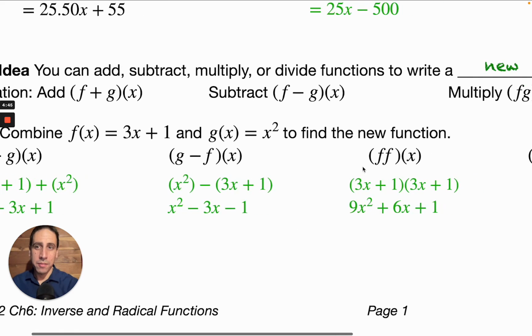You're going to multiply f of x times itself here. You get 3x plus 1 times 3x plus 1 to come up with a new combined function of 9x squared plus 6x plus 1.